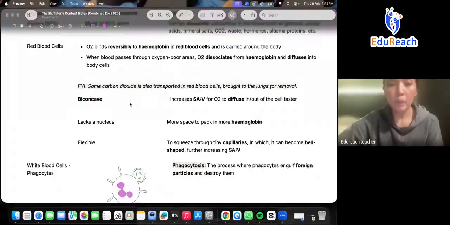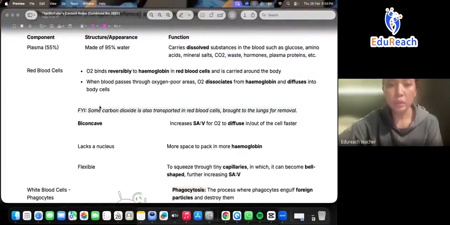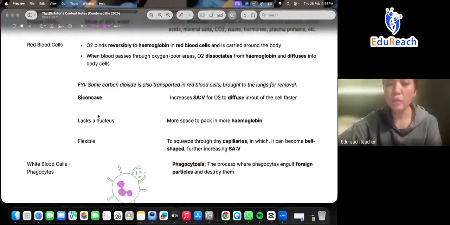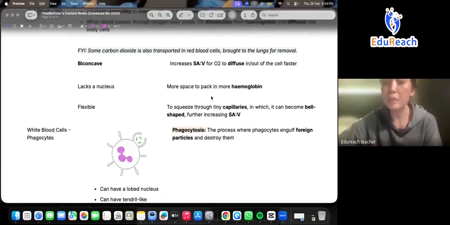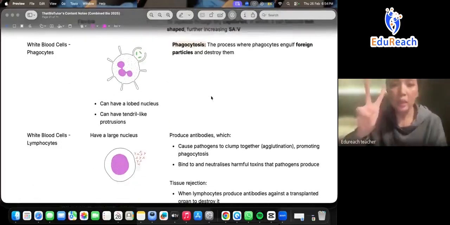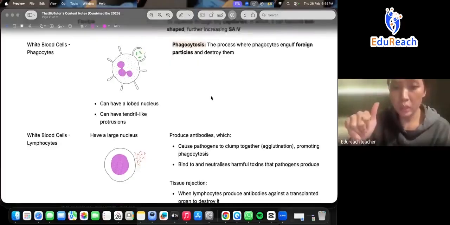Okay. So in terms of its adaptations, red blood cells are biconcave in shape, lack a nucleus, and are flexible, in order to carry out their function. The adaptations are to increase the surface area to volume ratio and space.